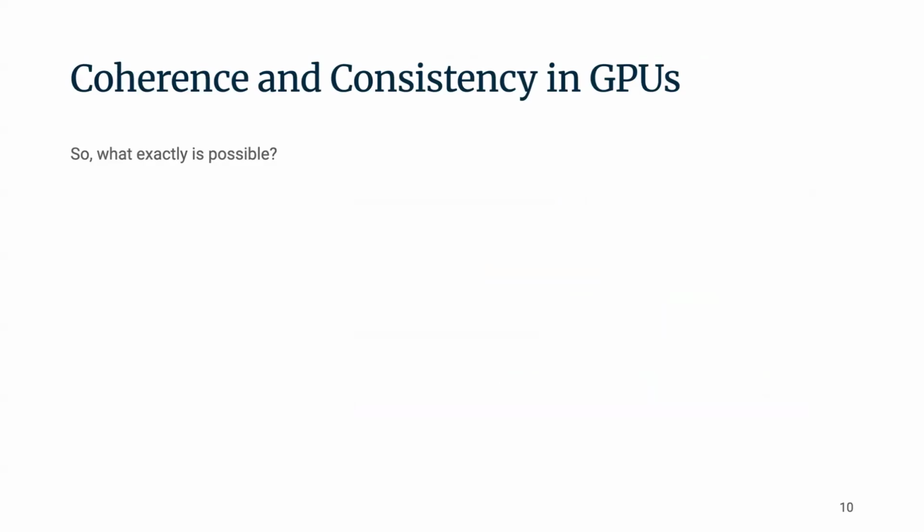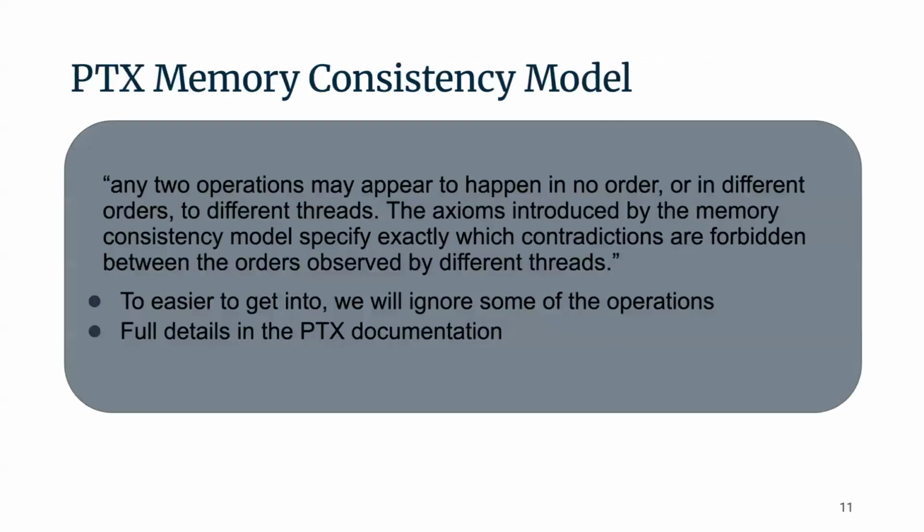So now that we have data sharing between the different threads, and it's possible and easy to do that, what exactly is possible? We need to have a consistency model now. So Nvidia published the PTX consistency model at that time. Before 2020, before the Volta architecture, there was no model. Now we do have a model.